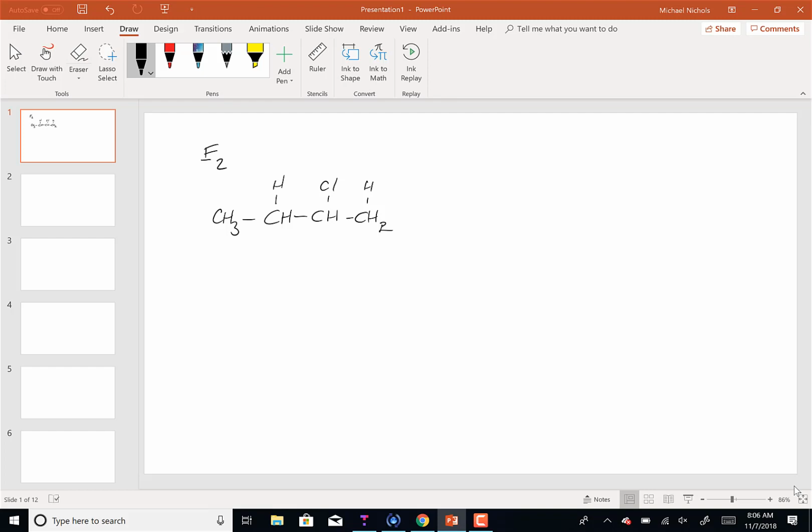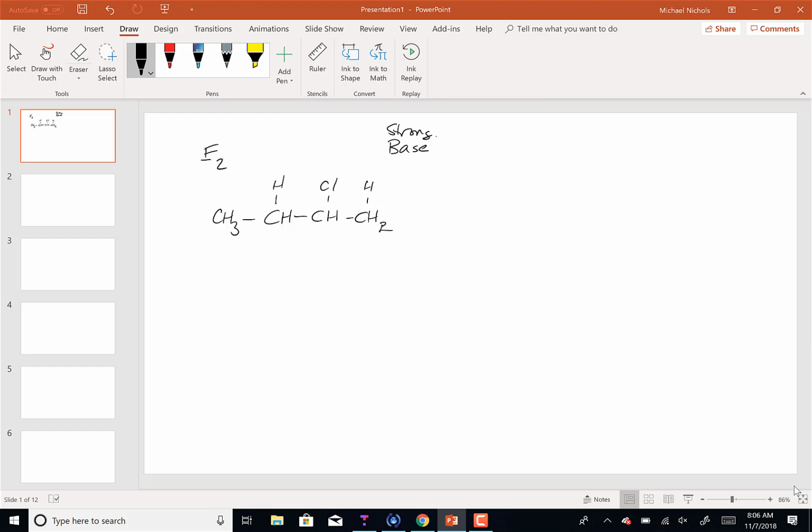But now when we do E2, the question becomes, okay, it's bimolecular. What's the other molecule that's involved? And the other molecule is going to have to be a base. And it's going to have to be a strong base. And I'm going to start with using two examples of strong bases, sort of the extremes.